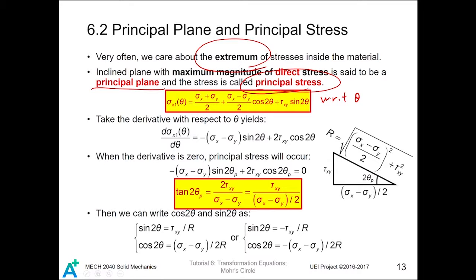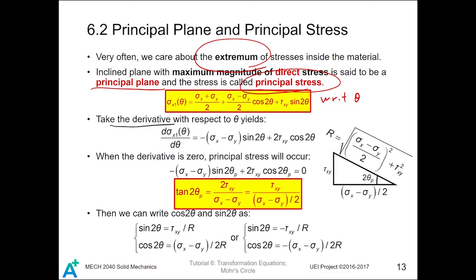Therefore, we are interested in the variation of stresses with respect to theta, the angle of inclination. That is, we try to model our transformation equation as a function of theta. As we have learned before, the transformation equation has a lot of variables like sigma x, sigma y, as well as tau xy. But here we mainly concentrate on theta. To find the principal plane or the principal stress, the first step is to take the derivative with respect to theta, since the objective is to find the maximum.